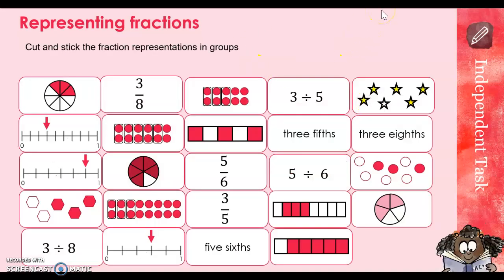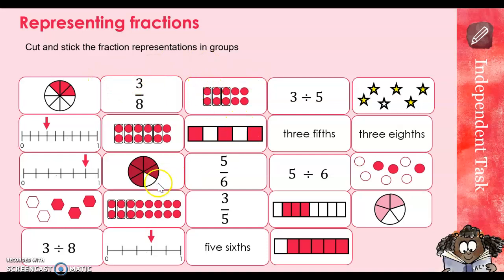Okay, this is what your independent task is going to look like. You are going to have a series of fractions like this, and your job is to group all of the ones together which represent the same thing. So you can see some of them are written out, some of them are written as fractions, some of them are circular pizza-like arrays, some of them are number lines, some of them are fractions of sets, some of them are fractions of wholes, all different ways of representing fractions. What you need to do is drag and drop each one so they are all in a group.